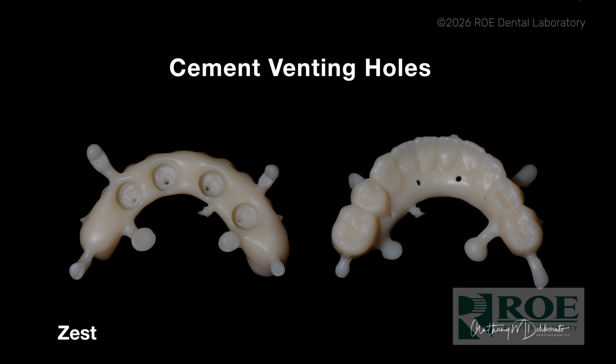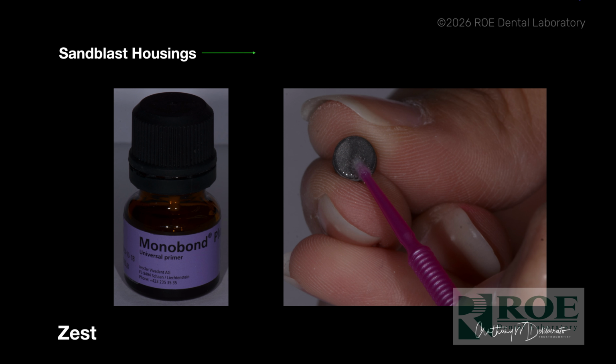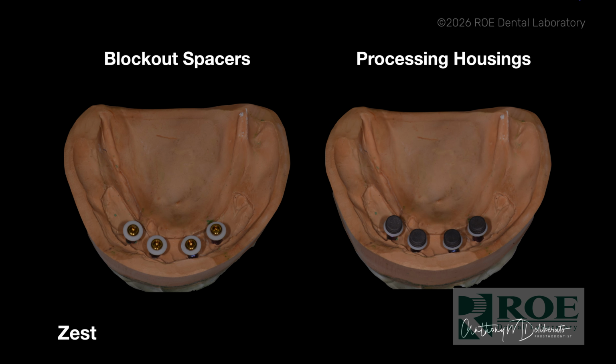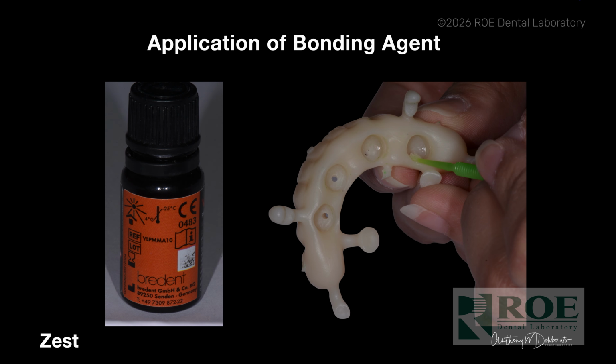Once our adjustments are complete and the pin is hitting the articulator correctly and our vertical dimension is correct, now I'm going to place a couple vent holes so I can decrease the hydrostatic pressure as I'm trying to pick up these attachments with my cement. I'm going to sandblast the housings, place a little Monobond primer to improve the bond strength to the housings. Place my white spacers on the model with the housings. And then I'm going to use a little bonding agent in these wells, again, to improve the bond between the housing and the prosthetic.